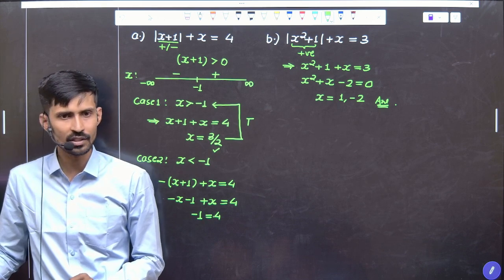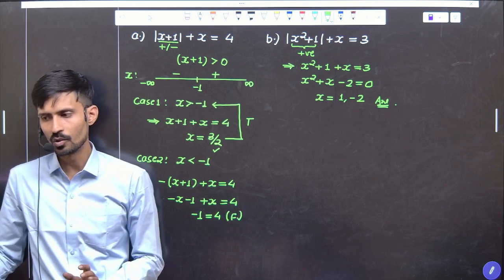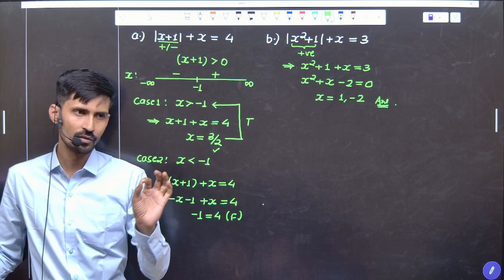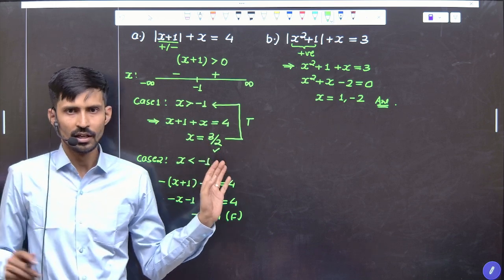Tell me, is minus 1 equal to 4 true? It means this statement is false. So no answer will come from here. So only one answer is there, that is plus 3 by 2. That's all. Now just see the question.